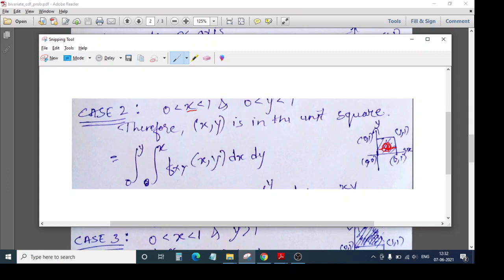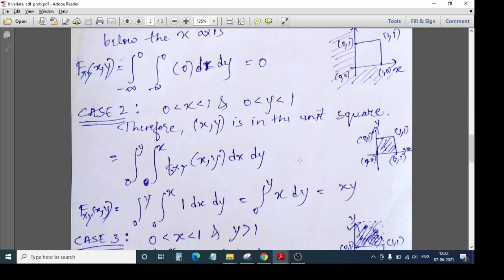And what about y? Y is also between 0 and 1. So that means it is here, in this range. That's why we have shaded this area. You can observe here that we have shaded this area.